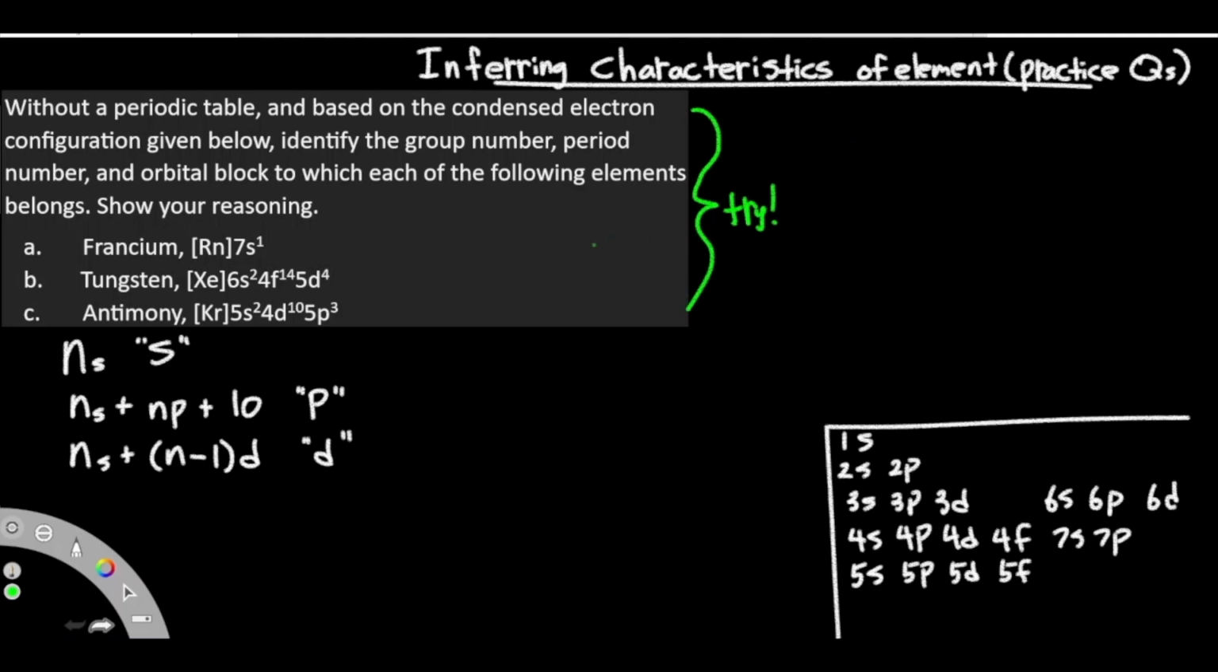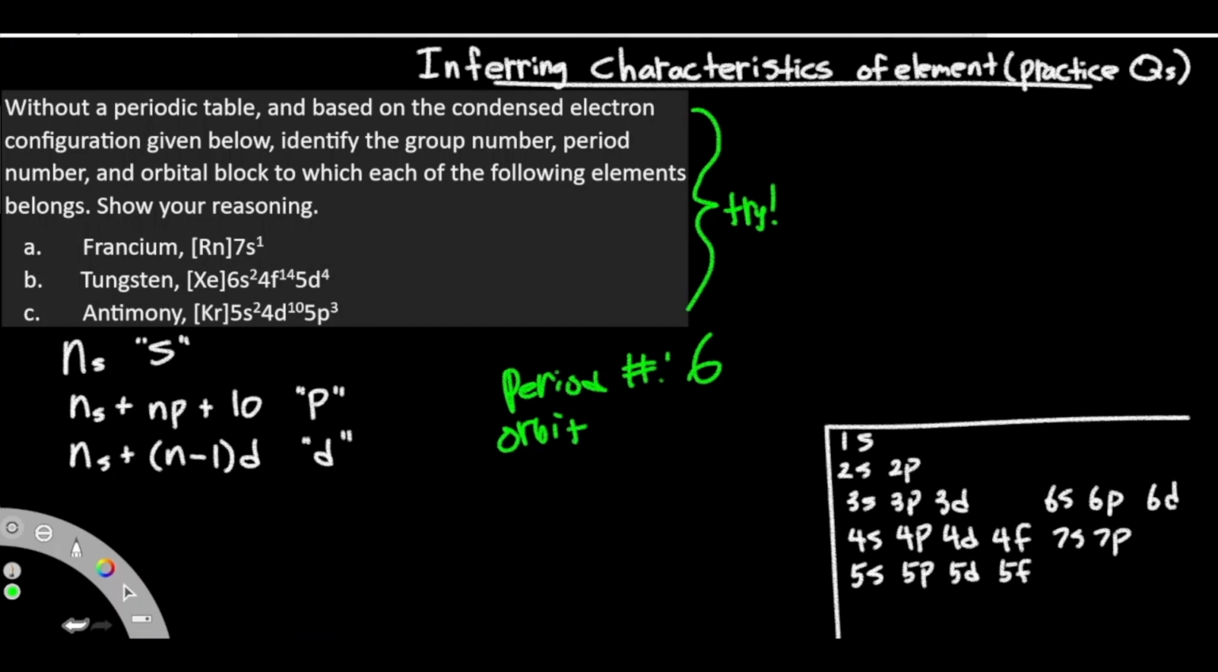Next, let's try to figure out how to identify the group number, period number, and the orbital block. Let's try B. As you can see, we need to figure out its period number. Its period number is always going to be the highest principal quantum number. So 6 is the greatest here, greater than 4 and greater than 5, so it's going to be 6. Period is 6. It's that simple.